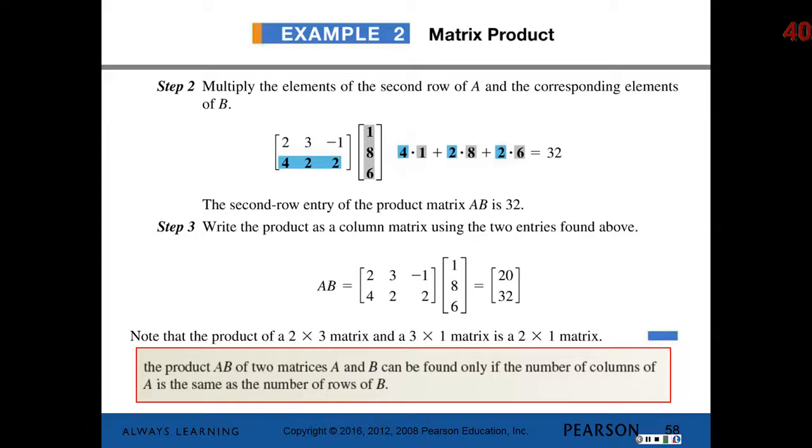A 5 by 4 and a 1 by 5, you can't even do that, because the 5 and the 1 don't match. So you have to make sure your inner dimensions match. In other words, the number of columns of A has to be the same as the number of rows of B.